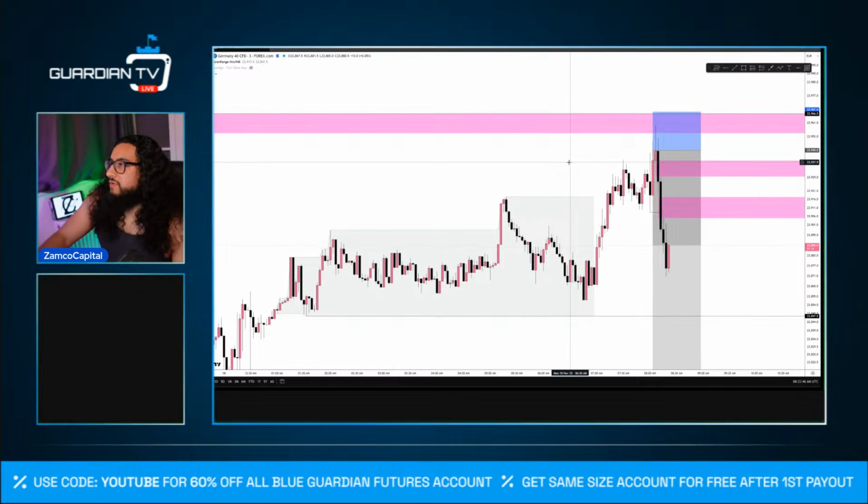Do you see any correlation with German 40 with US indices? I see NASDAQ and German 40 kind of move similar.